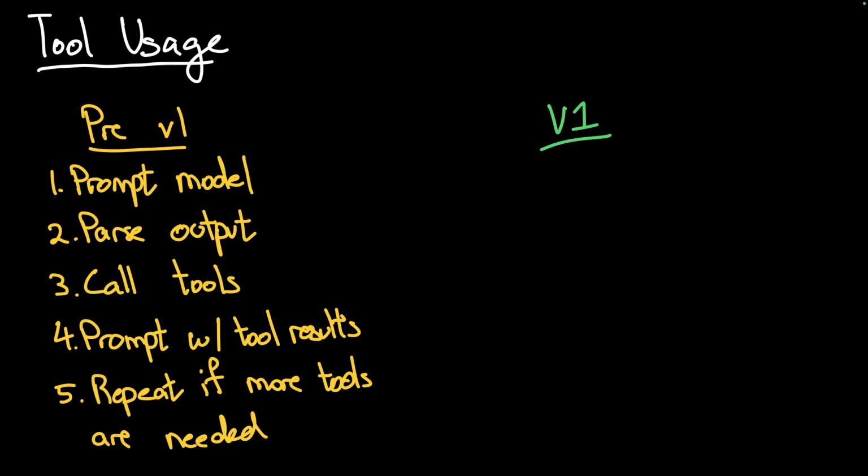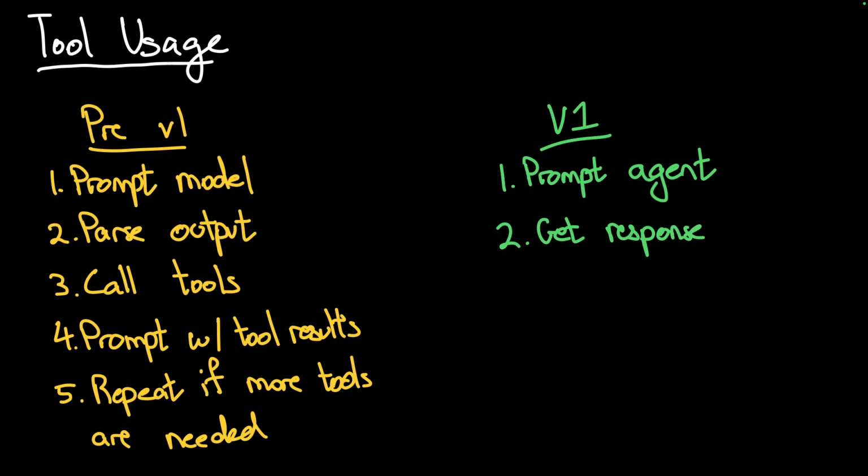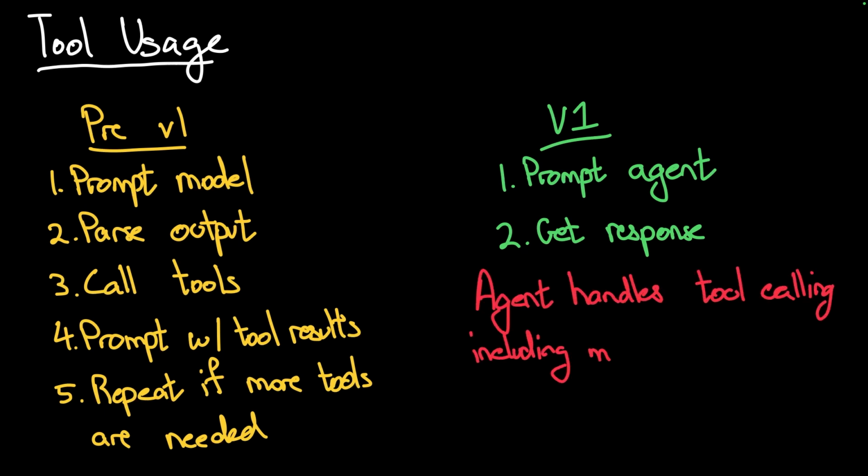With the new React paradigm, all we need to do is prompt the agent and then we get the response. This agent and LangChain along with it takes care of calling the tool, sending the tool result back to the agent, and giving us a response. Now, if multiple tool calls are needed, it is taken care of here. The agent itself handles tool calling, including multiple turns and parallel tool usage. So even in cases where the model requests two tools, that is taken care of.